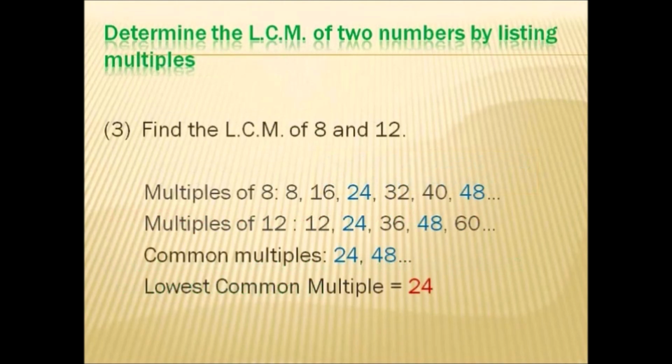Find the LCM of 8 and 12. And we do this by listing the multiples first. Multiples of 8: 8, 16, 24, 32, 40, 48. Multiples of 12: 12, 24, 36, 48, 60. Common multiples would be 24 and 48, which we have highlighted in blue. Once you have the common multiples, which one is the lowest number? In this case, it would be 24.